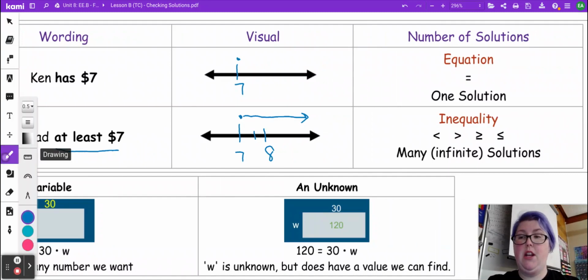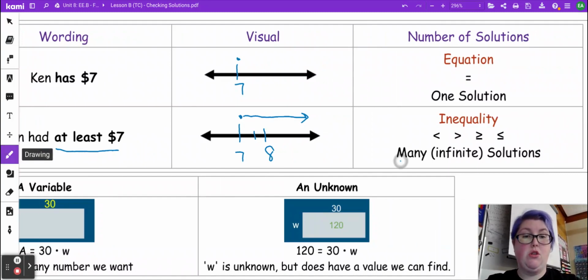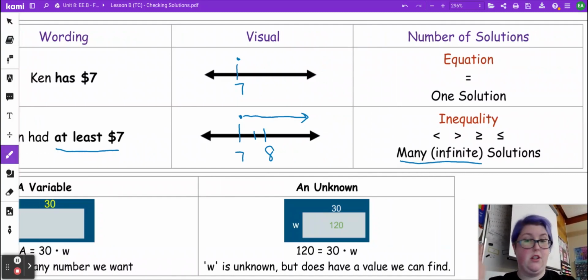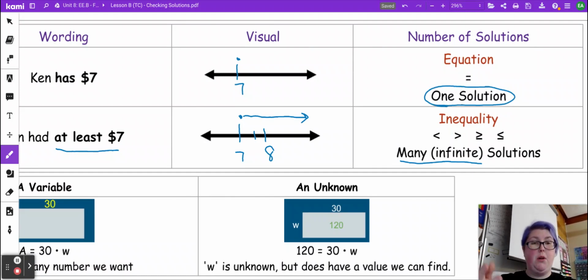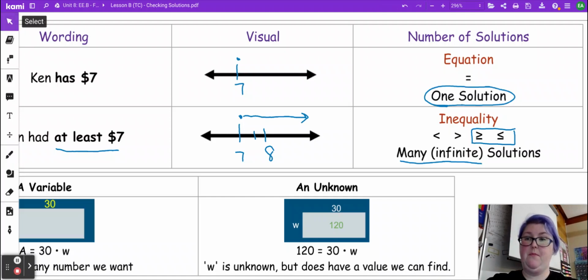So for inequalities, there are so many different solutions. It's all numbers above 7 for our example. For equations, there is exactly one right answer. So when you see the equal sign, you think 1. When you see an inequality, greater than, less than, and then we have 2 new ones here, which is greater than or equal to and less than or equal to. That line underneath means or equal to. You know you have many different solutions.